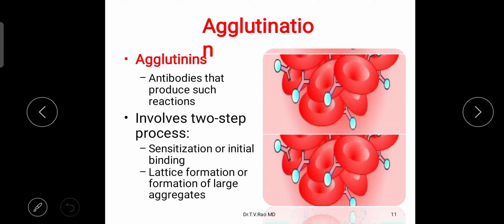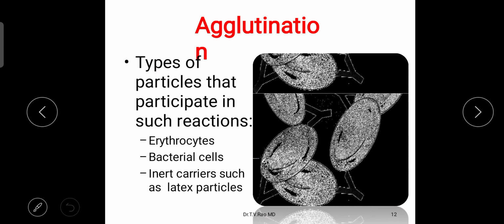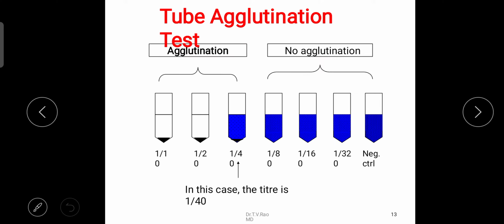Antibodies that produce such a reaction involve two steps. One is sensitization, or initial binding. The other is lattice formation, or formation of a large aggregate. Lattice means it will look like a wooden strip structure. Types of particles that participate in such a reaction are erythrocytes, bacterial cells, and inert carriers such as latex particles.